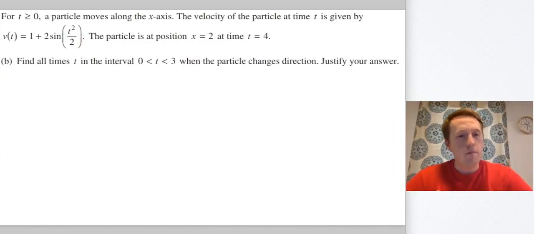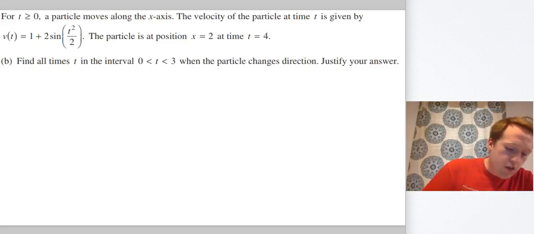Let's look at the next one. Part B, find all times t in the interval 0 to 3 when the particle changes direction and justify your answer. So find when the particle changes direction. That's when the velocity changes sign. So something I would write on my paper is that v of t equals 0.